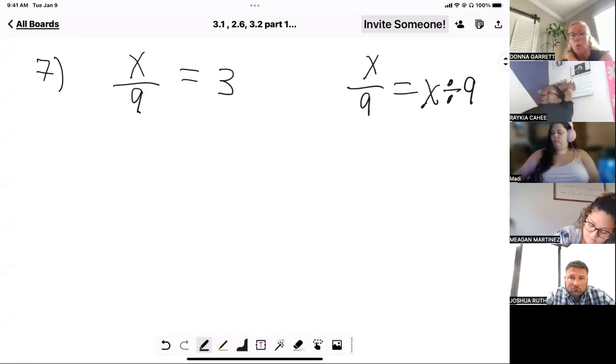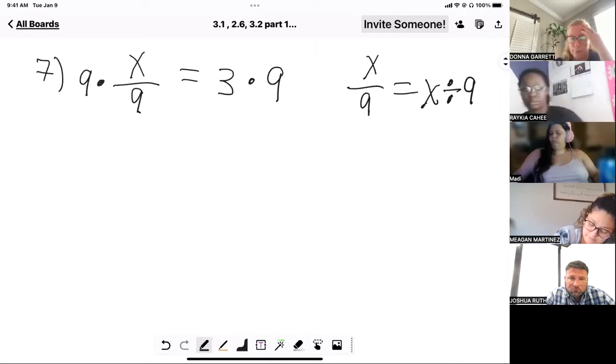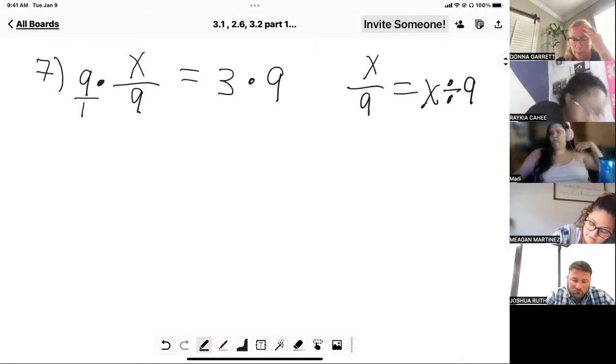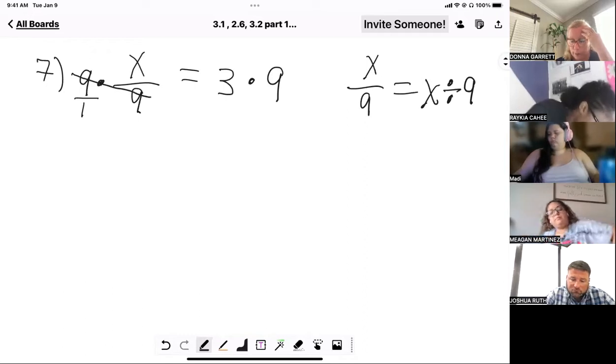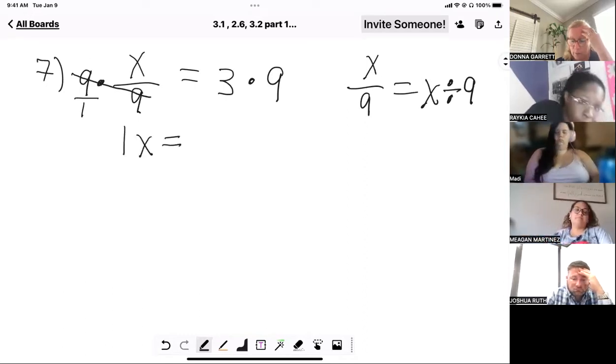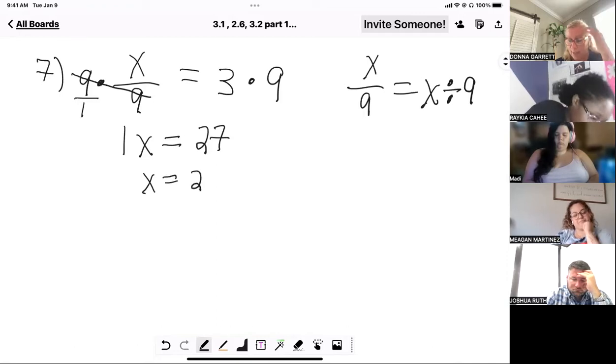You're just dividing it. So what's the opposite of dividing? Multiplying. So what you're going to do is multiply both sides by 9. How do you show that? Well, you multiply this side by 9, and you multiply this side by 9. Why? Because 9 is really over 1. Agreed? So 9 over 1 times x over 9, the 9s become 1. And 9 times 3 is 27. So my answer really is x is equal to 27.